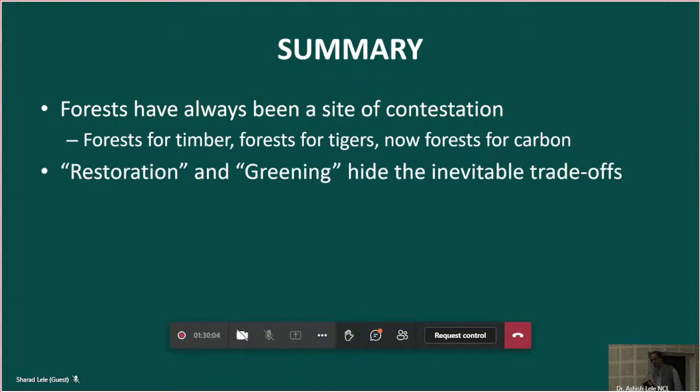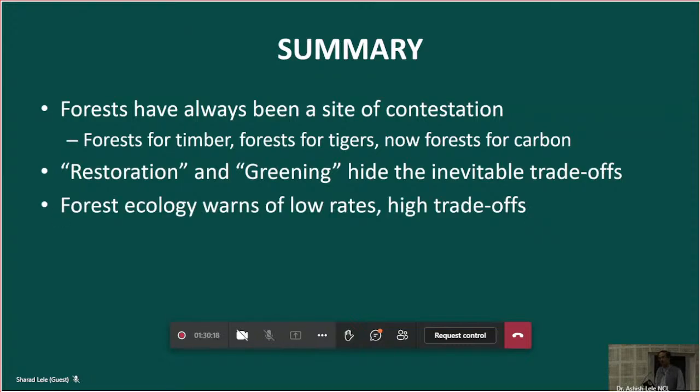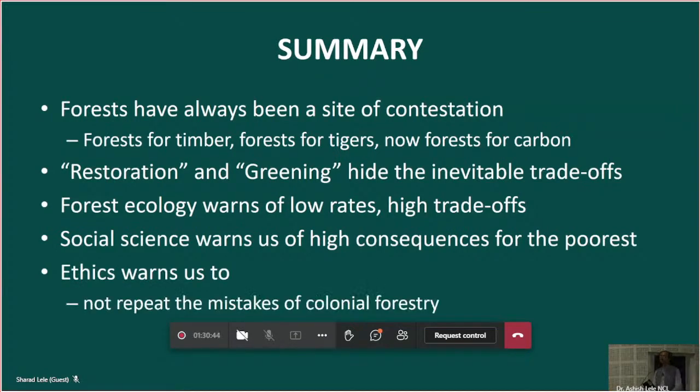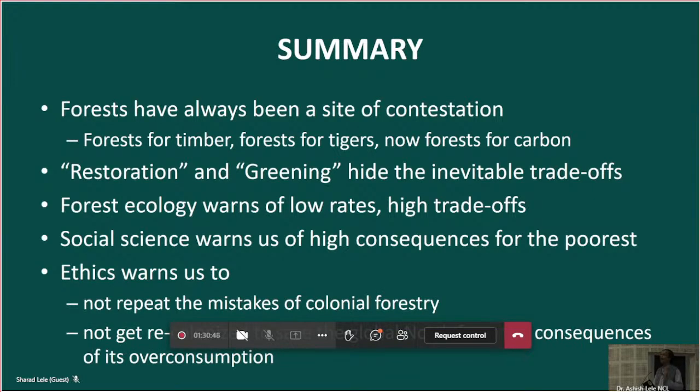And words like restoration and greening are just new terms for the same old story, where you impose certain kinds of trade-offs on local communities, on environmental beneficiaries downstream by planting fast-growing species. What forest ecology, first of all, tells us is that if you go by the natural regeneration route or use multi-species planting, you will have lower growth rates, lower sequestration rates. If you only focus on carbon, you will have significant trade-offs vis-a-vis other benefits of the forest. Social science warns us of the high consequences for the poorest amongst us, who are the forest-dwelling and forest-dependent communities. And therefore, ethics warns us to not repeat the mistakes of colonial forestry and not get recolonized by the global north to save them from the consequences of their own overconsumption. Thank you.